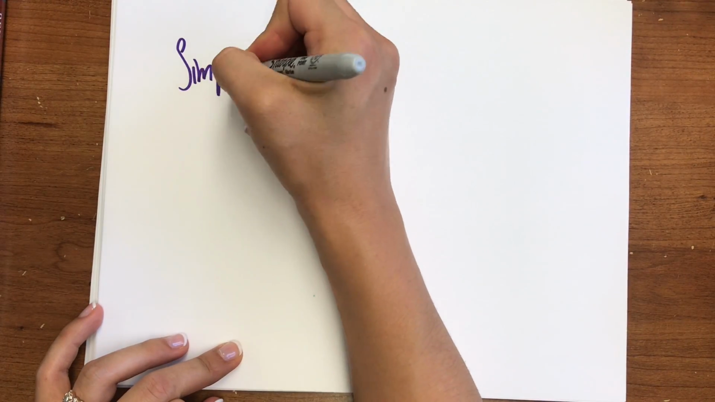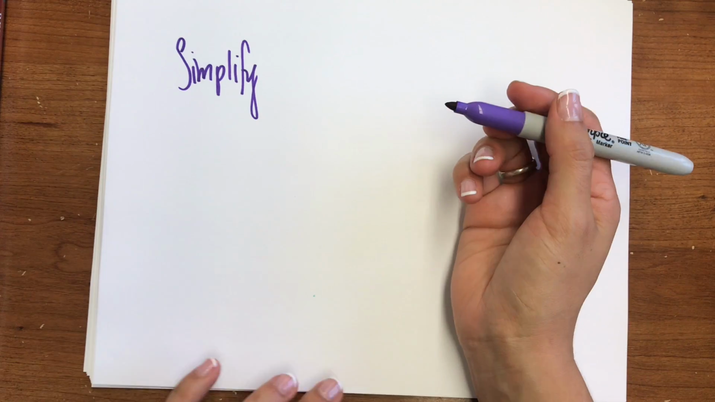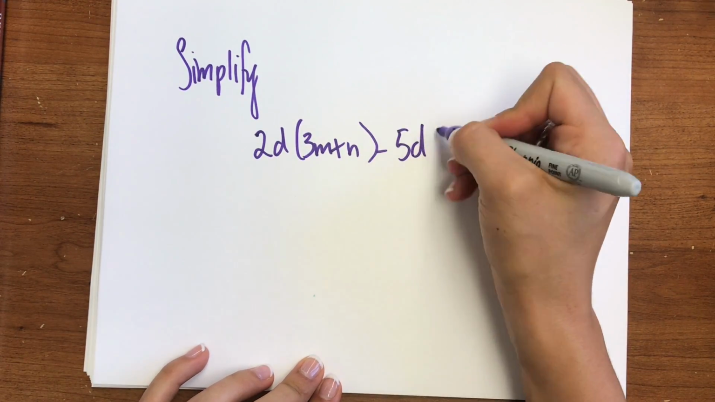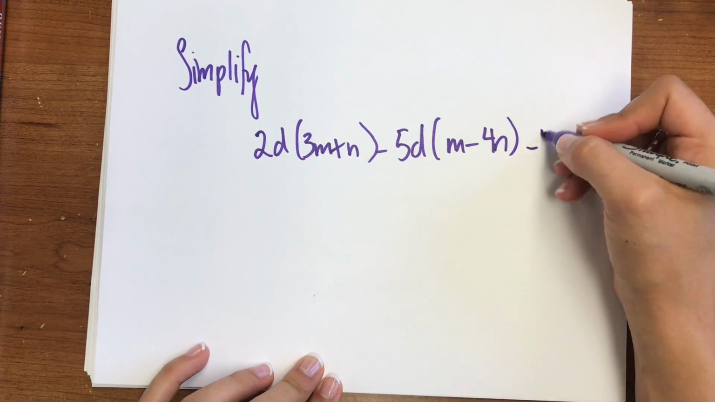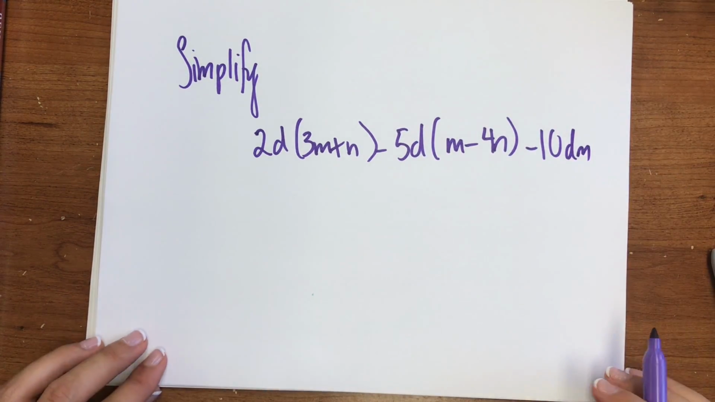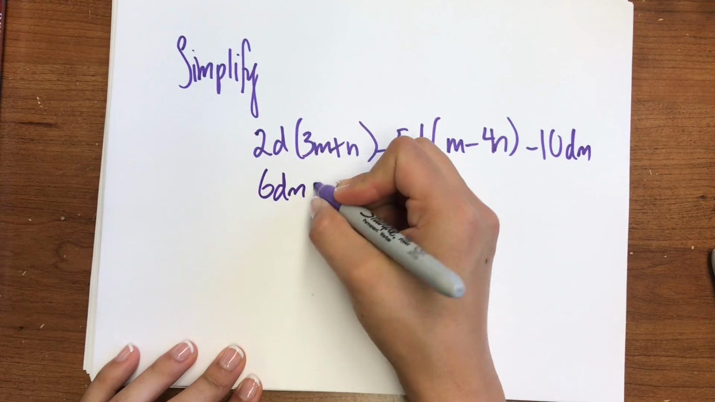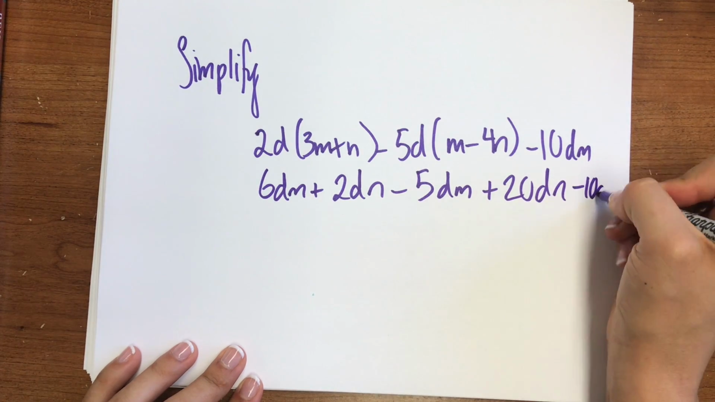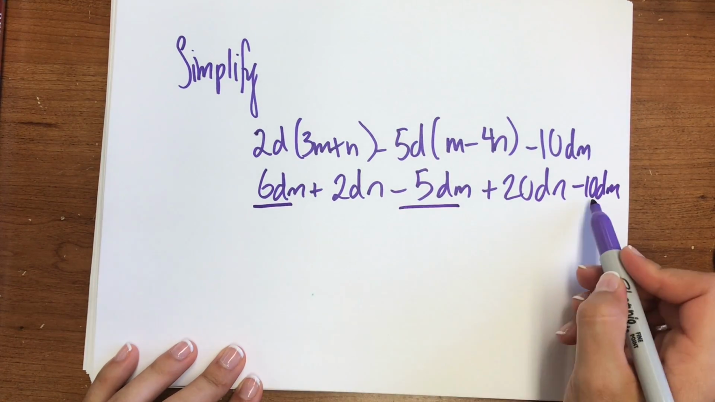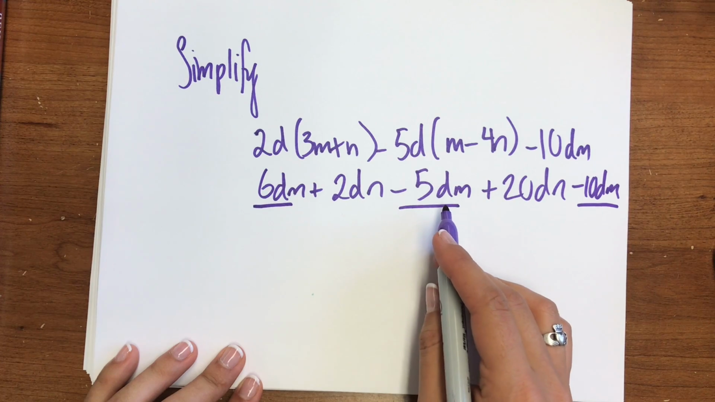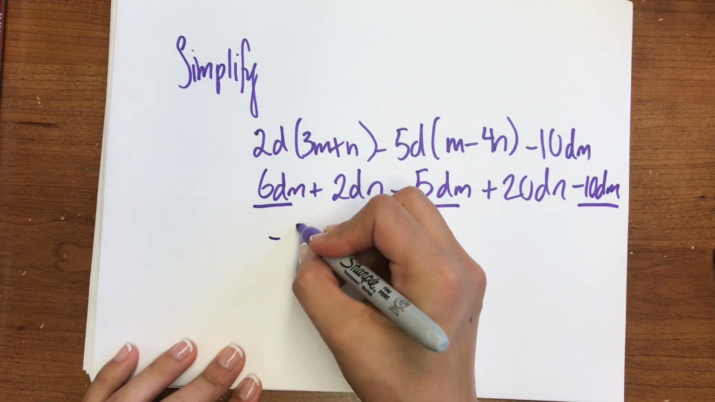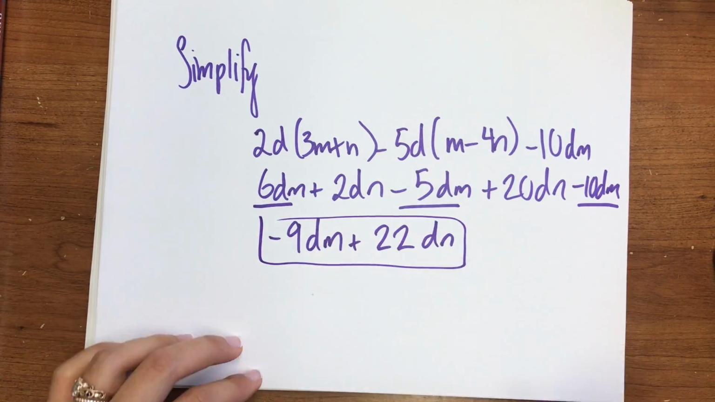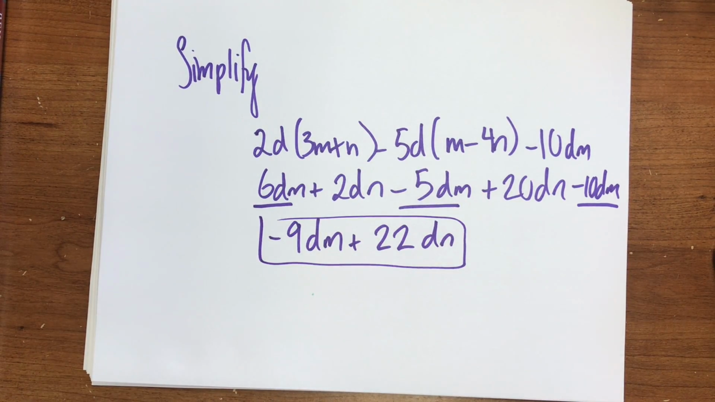Moving on, it's another simplify. I need to combine all the like terms of this next polynomial. I have 2d times 3m plus n minus 5d times n minus 4n minus 10dm. So I'm going to distribute, and I get 6dm plus 2dn minus 5dm plus 20dn minus 10dm. You can pause the video if you need to look at this a little more slowly. Then I'm going to combine all of my dm terms into negative 9dm, and my dn terms into 22dn, and that is my simplification.